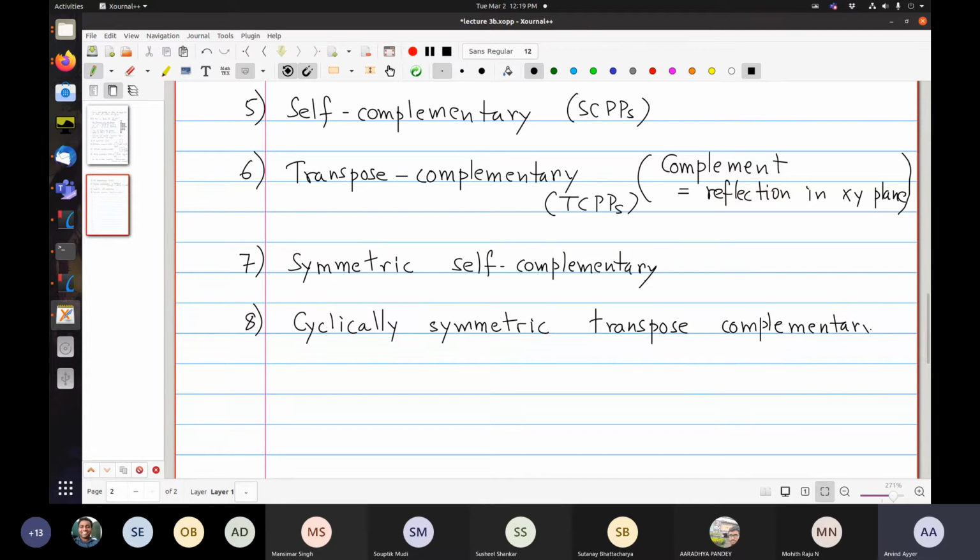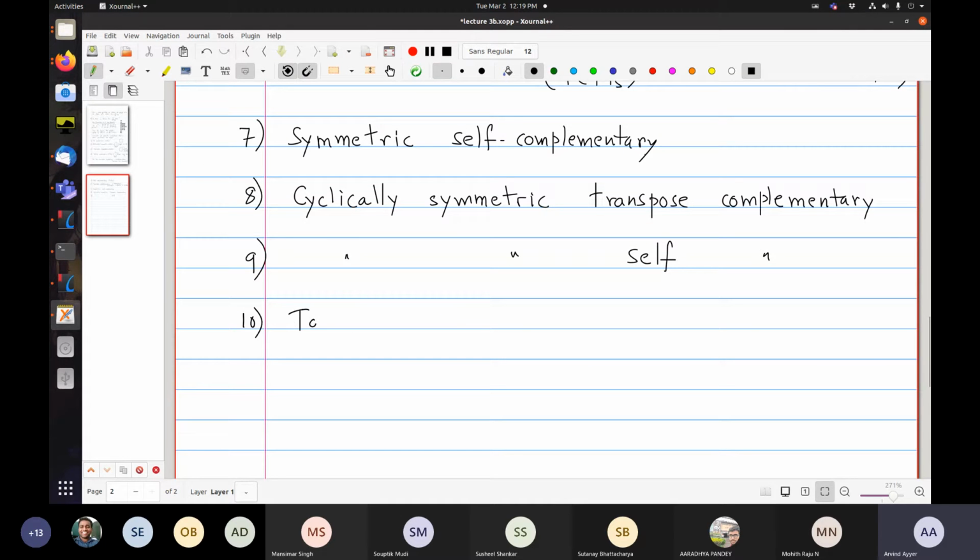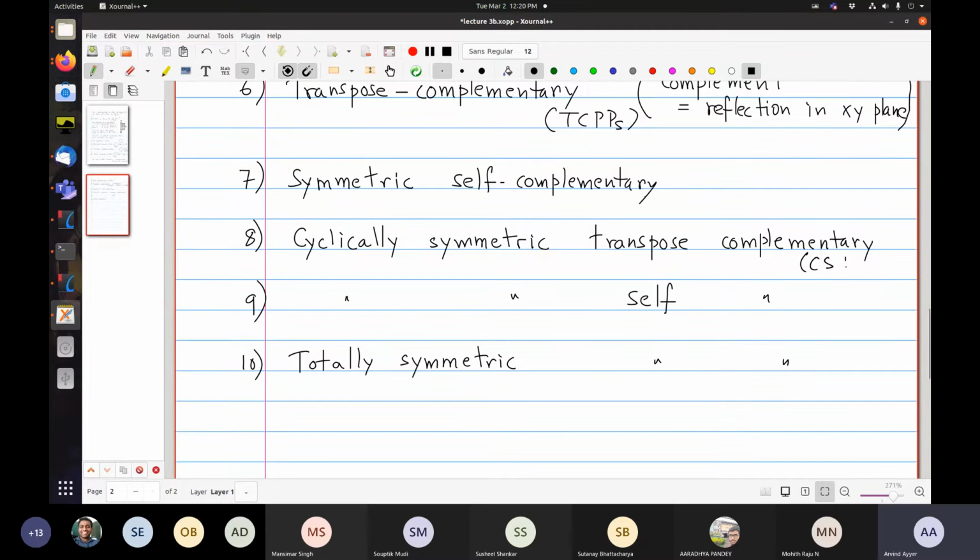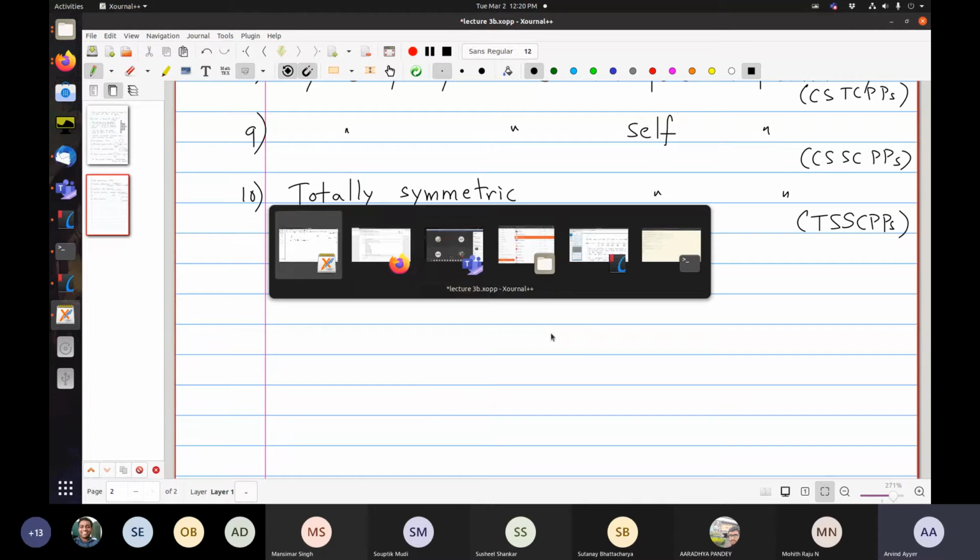Now you can see what this means. It means that when you act by a cyclic rotation, you get the same as if you took the complement and its transpose. Then cyclically symmetric self-complementary, and the mother of all of them, the ultimate fellow, totally symmetric self-complementary. So this is CSTCPPs. This is CSSCPPs. I think this is SSC. And the ultimate, TSSCPPs. So why did I bring up all of this? Before I do that, let me show you.